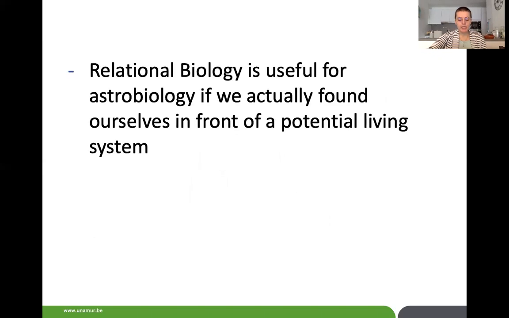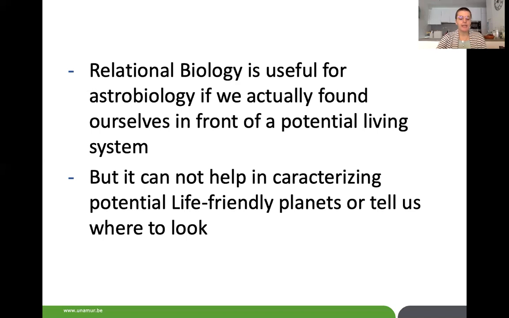It can really be useful in the case we are actually in front of a potential living entity. It's a definition that can be used in context and in practice, but it's a very specific tool. It doesn't meet all the demands of astrobiology because it won't help us to distinguish between potential livable planets or to show us where to look for such worlds.